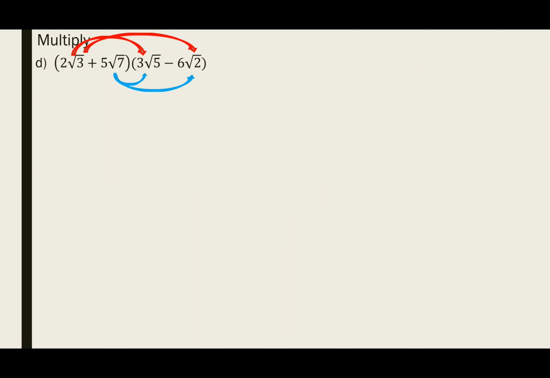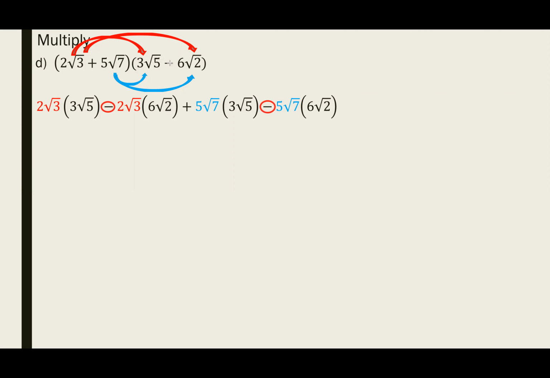So basically, all we're doing here is we distributed this item in, ladies and gentlemen. If you take this red item, 2 square root of 3 times 3 square root of 5, same idea, go 2 square root of 3 times 6 square root of 2. And then I put the blue arrow, which is 5 square root of 7 times 3 square root of 5, and 5 square root of 7 times 2 square root of 2. And the reason why we have a negative here is because of the negative 6 square root of 2 here.